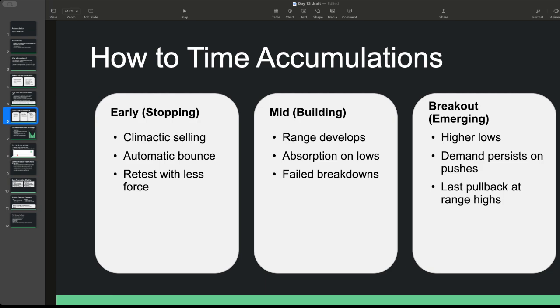And then you have the mid phase, which is usually when the accumulation is actually being built. And this is usually the longest phase. The early part and the breakout part don't usually last that long, but it's the mid that actually does take a while. So you want to be cautious of that, and make sure you are not getting aggressive while an accumulation is being quote unquote built. That's when the range is developing.